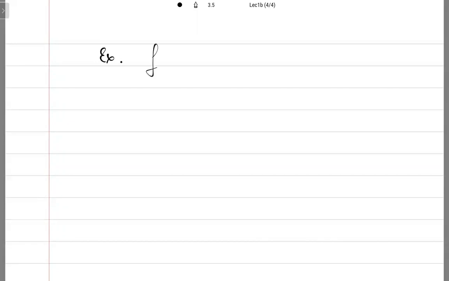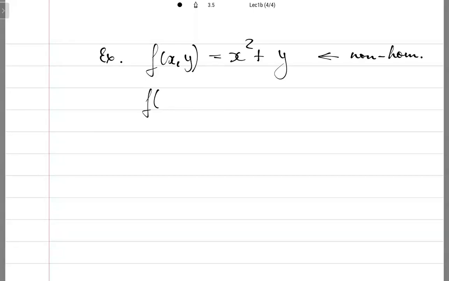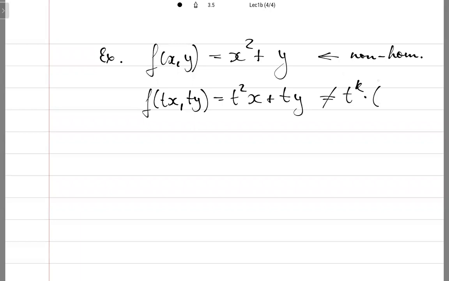An example of a non-homogeneous function: f of x, y equals x squared plus y. Why is it non-homogeneous? Because when I put tx, ty, I would get t squared x squared plus ty, and I cannot represent this as t to the power k times x squared plus y. So I cannot represent the result as t to some power multiplied by x squared plus y. Yeah, now it's clear. Thank you very much.